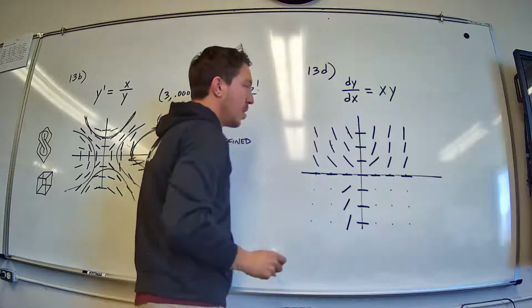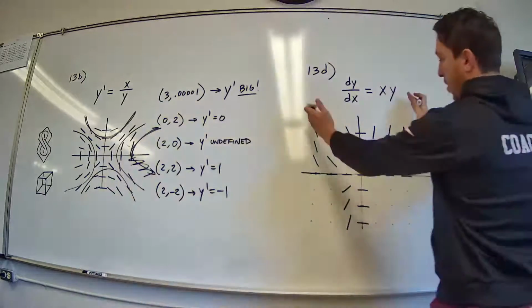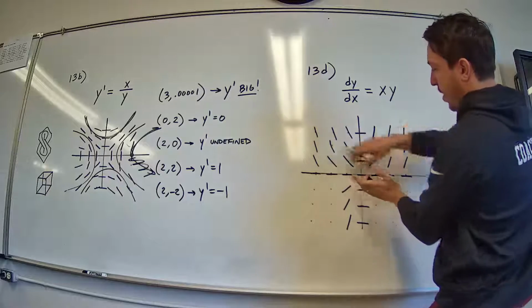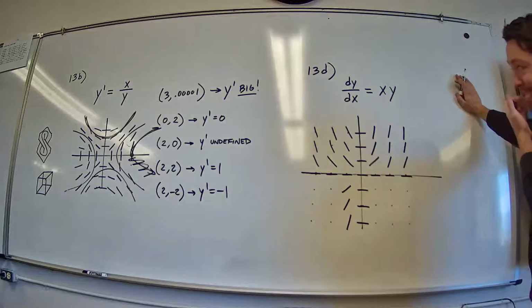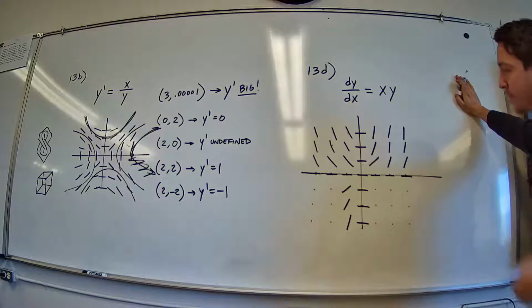You should be seeing a sort of symmetrical thing here. It almost looks kind of parabolic, but it's not. It's x cubed.